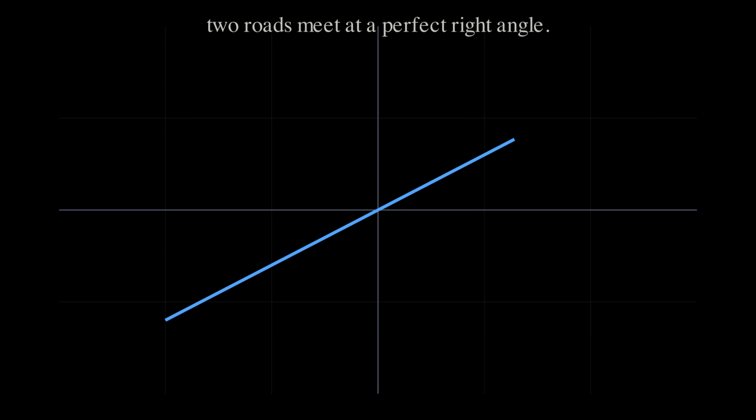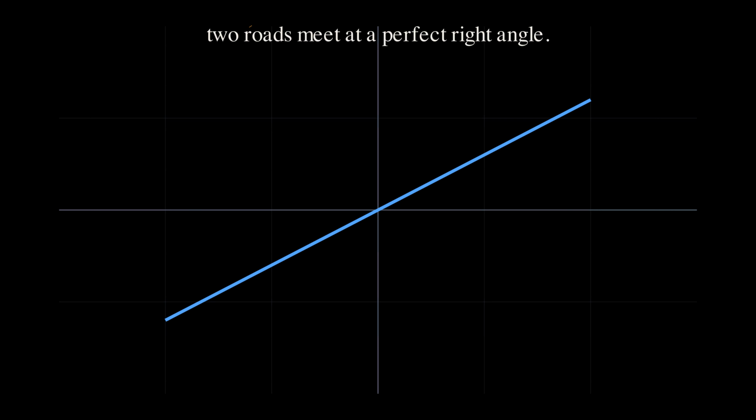Look at these two roads. One climbs gently to the right, the other drops steeply, and they cross at a perfect right angle. Here's a question that sounds like geometry, but is really algebra. If you know how steep one road is, what does that force the other one's steepness to be?